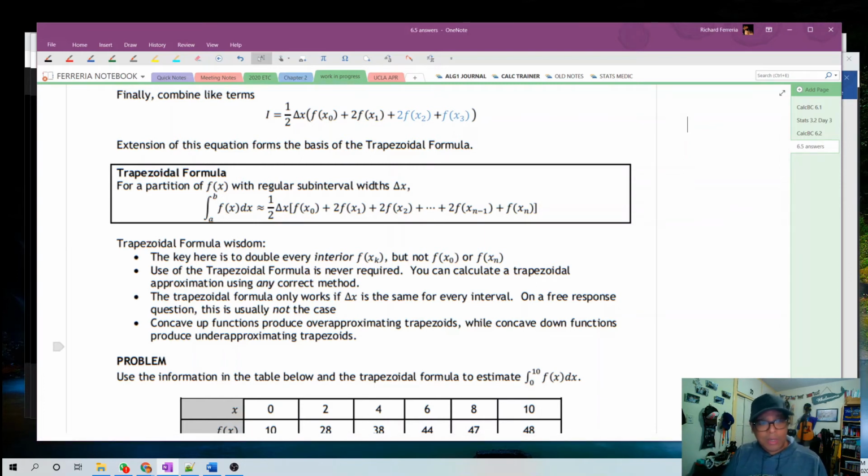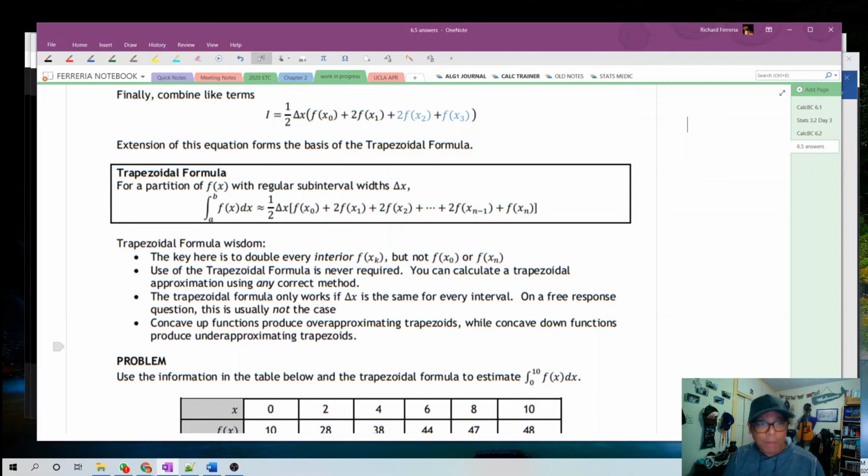The other thing to realize is that you're never going to be required to use a trapezoidal formula. You can do trapezoidal rule for estimating area without ever touching the trapezoidal formula. However, it does make things faster under the right conditions, and it's also really easy if you're going into computer science. It's going to be really easy to calculate something like this. So that would be a main attraction of why you would want a trapezoidal formula.